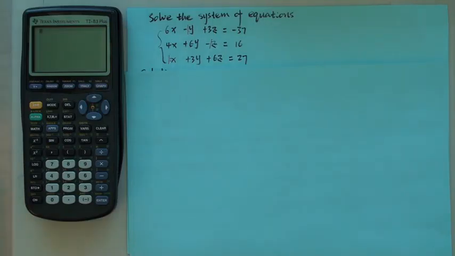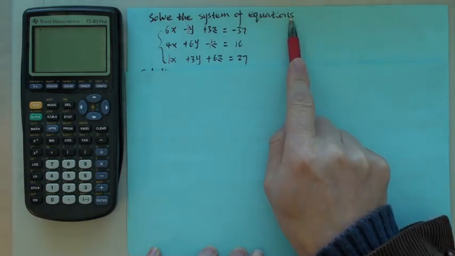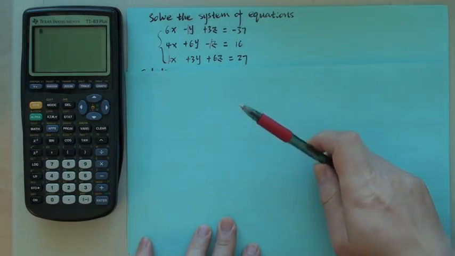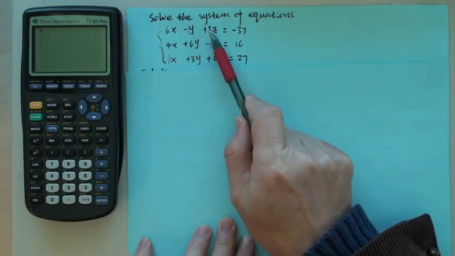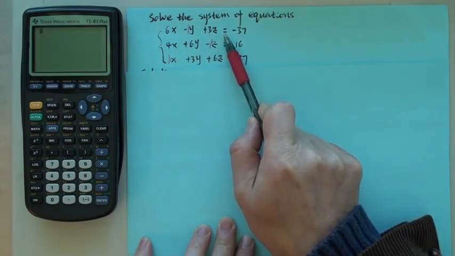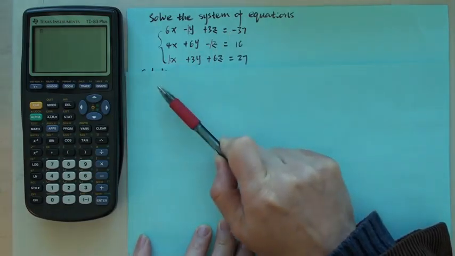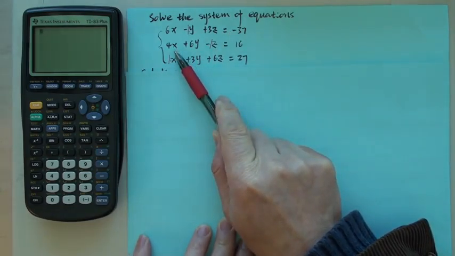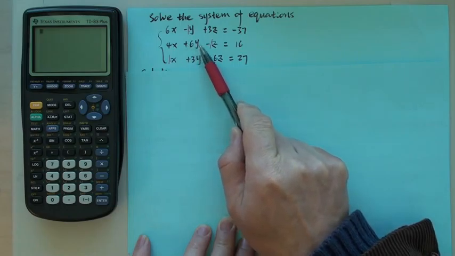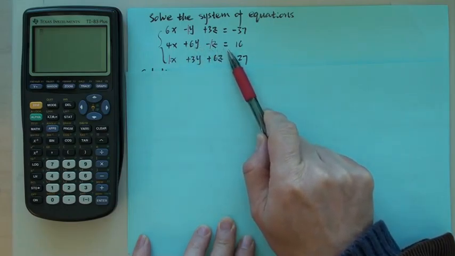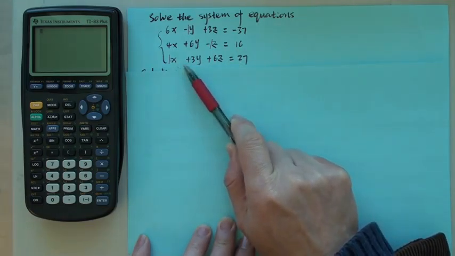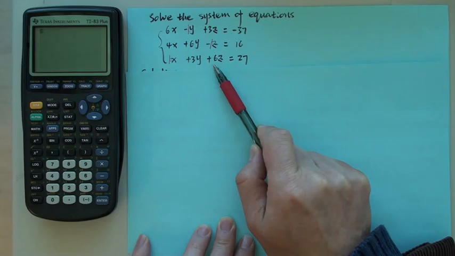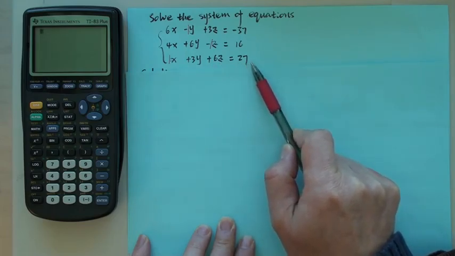In this lecture, we will see how we are going to solve the system of equations. The first equation is 6x minus y plus 3z equals negative 37. The second equation is 4x plus 6y minus z equals 16. The third one is x plus 3y plus 3z equals 27.